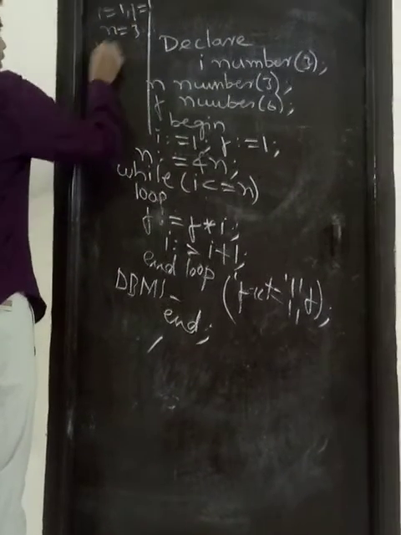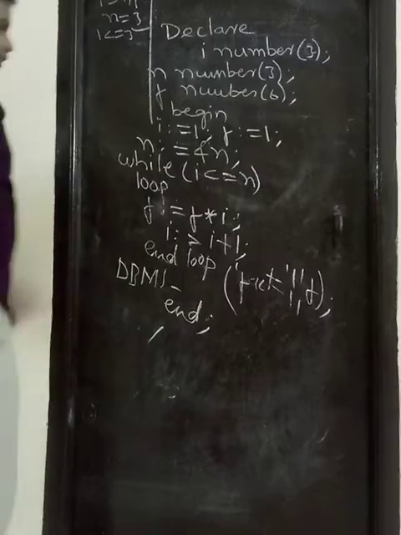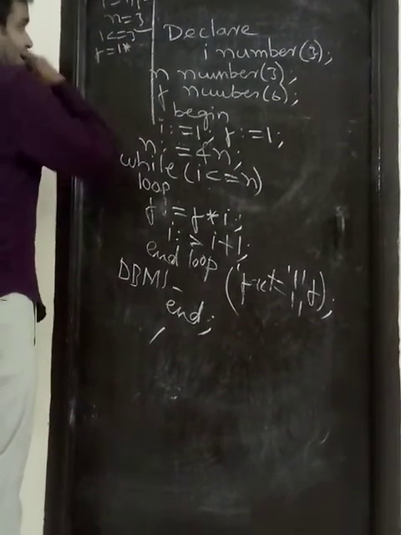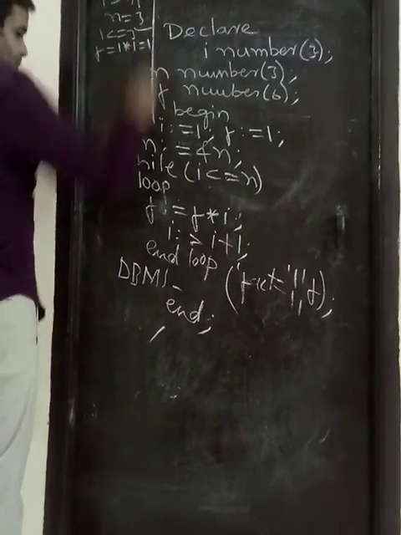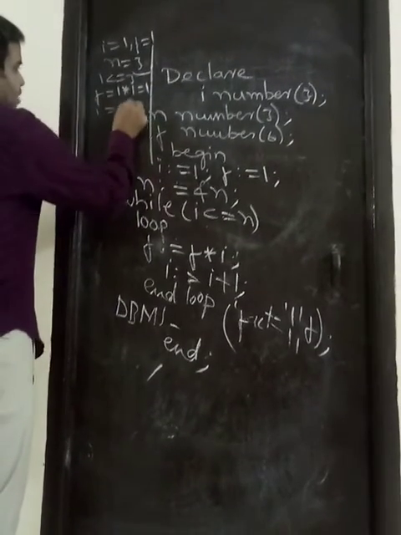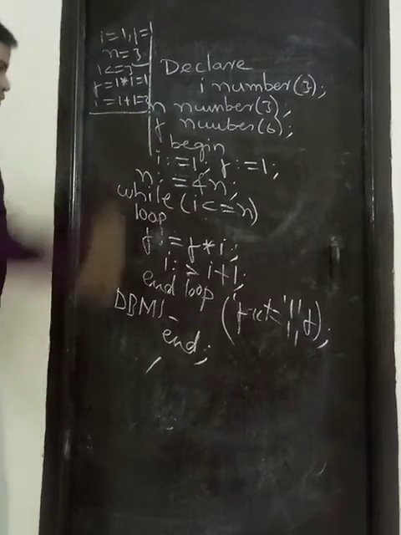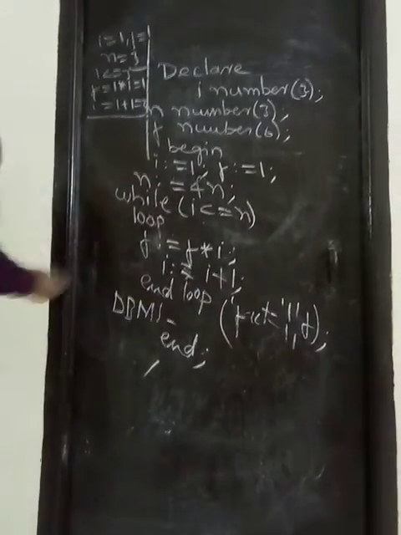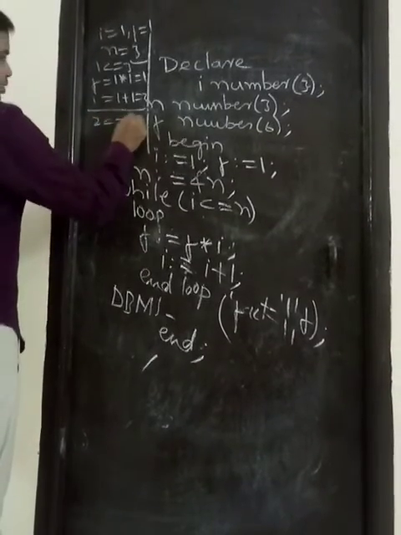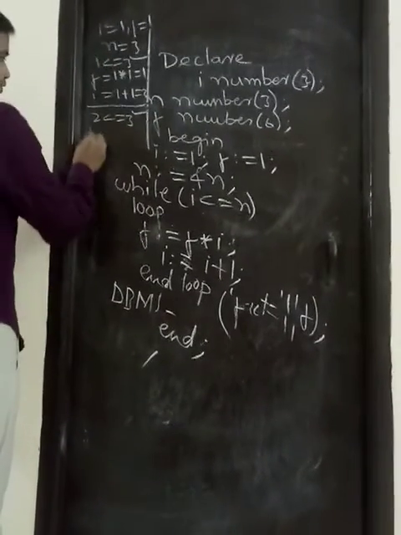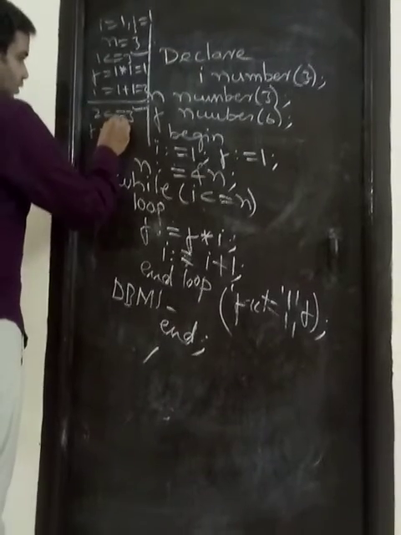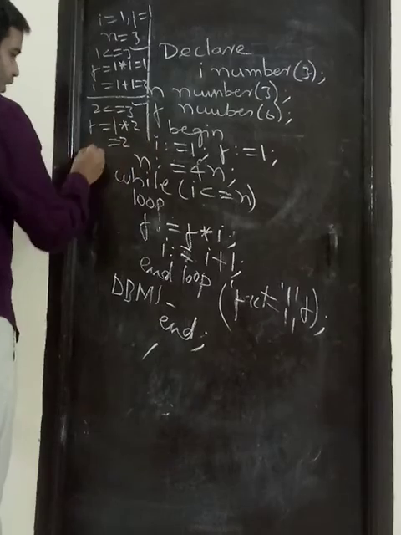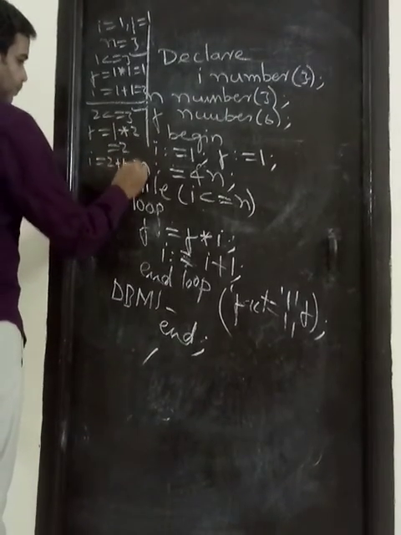So I is equal to 1, less than or equal to 3, condition true. If the condition is true, f is equal to f into I, f is equal to 1 into 1 is equal to 1, then I plus plus, I is equal to 1 plus 1, 2. So again it goes to check I is equal to 2 less than or equal to 3, condition true. f is equal to f into I, f means 1, I means 2, 1 into 2 is equal to 2, then I plus plus, I is equal to 2 plus 1, 3.